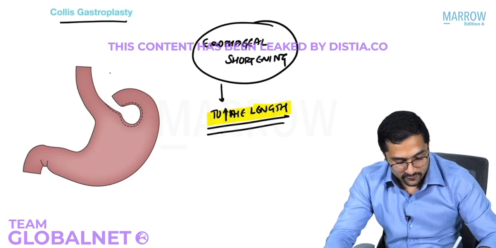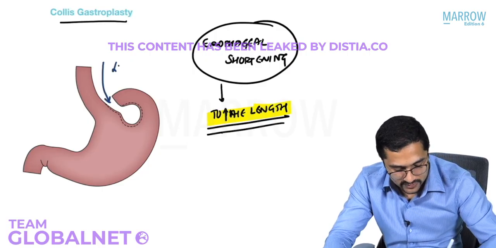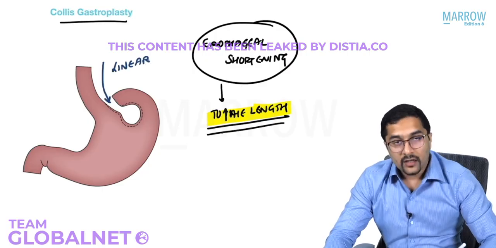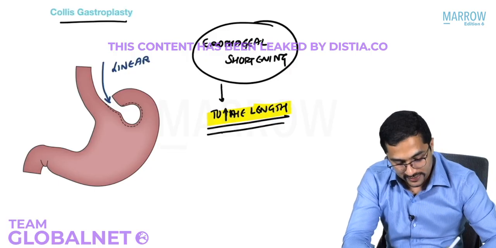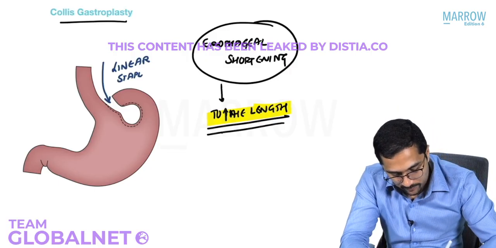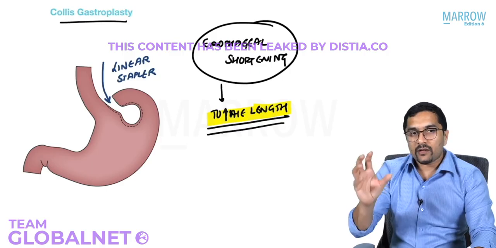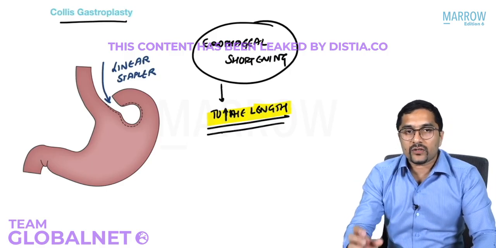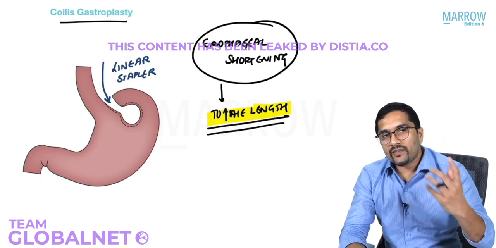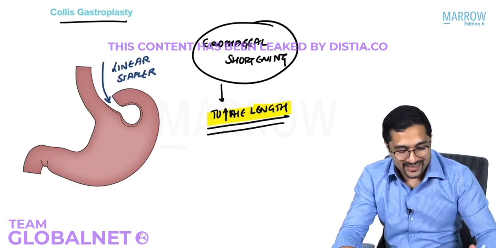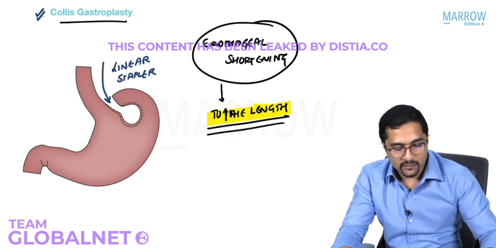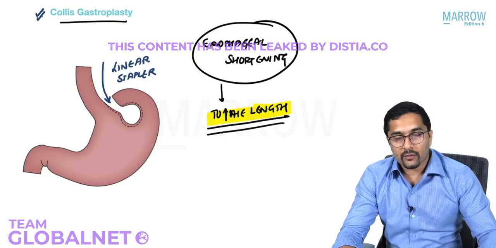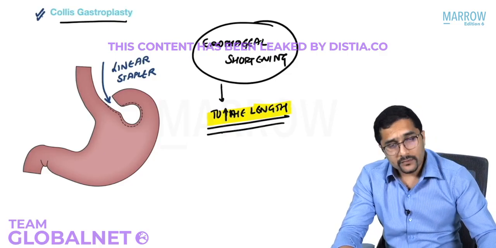Where we fire a stapler, a linear stapler I've shown you in the module on sutures and suturing techniques. So we fire a linear stapler and we create an adequate length of the esophagus. A neo-esophagus is created so that we get adequate intra-abdominal length. So this surgery has also been mentioned in both Bailey and Sebastian. So you should know about Collis gastroplasty as well.